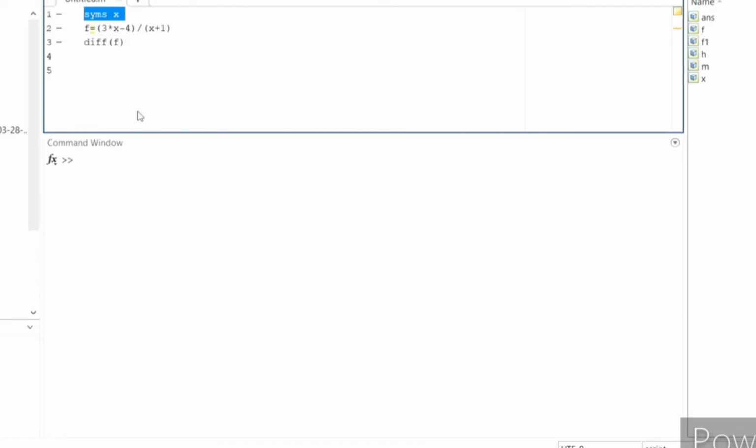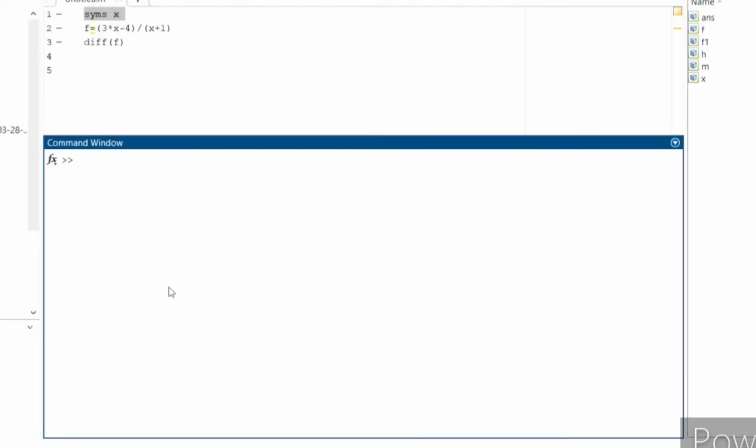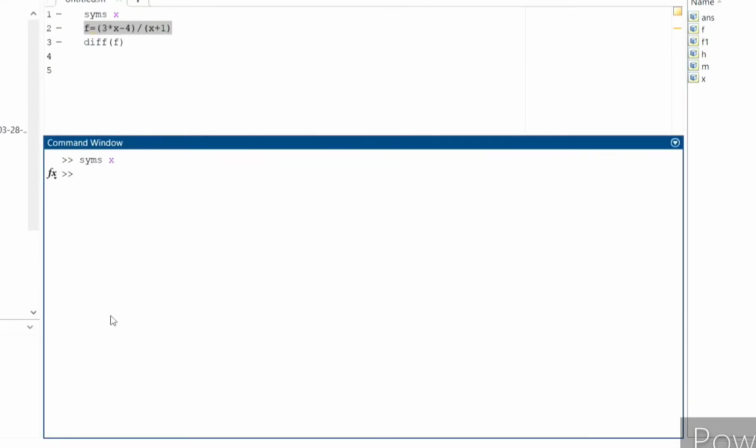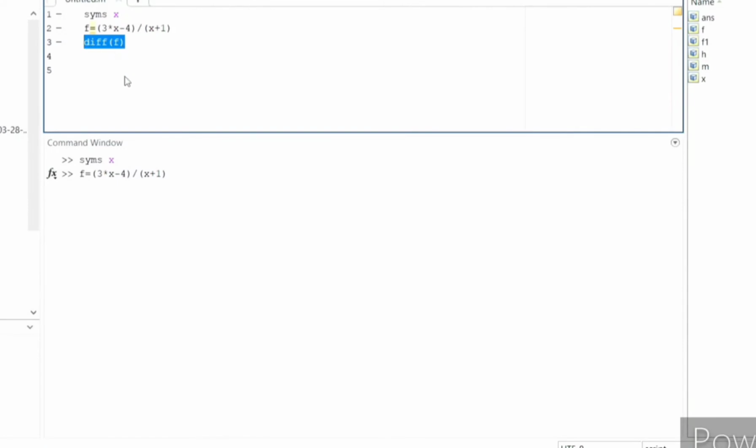We need to input sym x. x is for the function. Next, we input the function. The function is fx equal to 3x minus 4 divided by x plus 1. And then the question asks us to find the derivative.